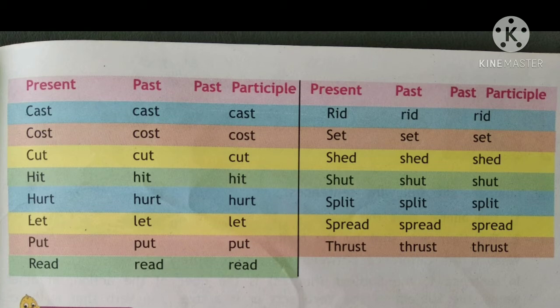It remains the same. Now if you see read, when we are talking about the present verb, the pronunciation is read. Now when we use this verb as the past, we need to pronounce it as red. So when we say red, it comes into our mind that this is the past tense. So the pronunciation of this verb changes.